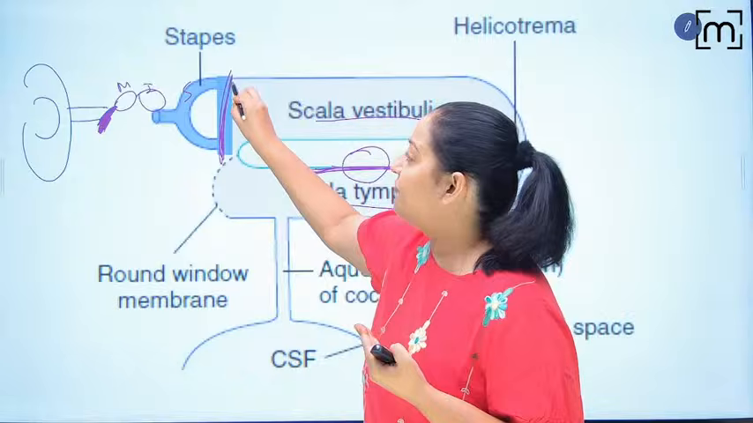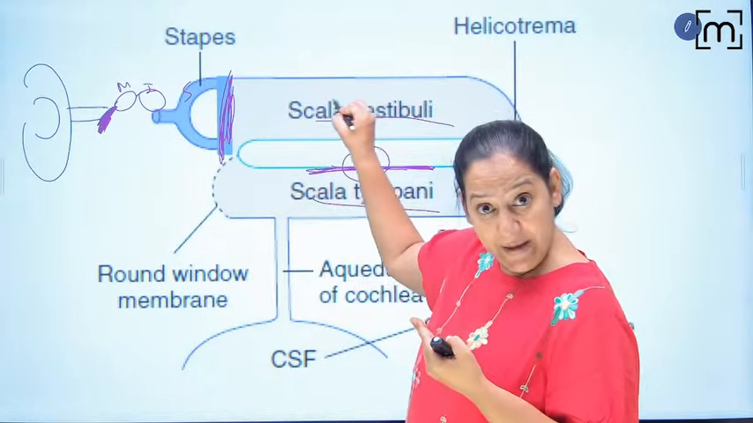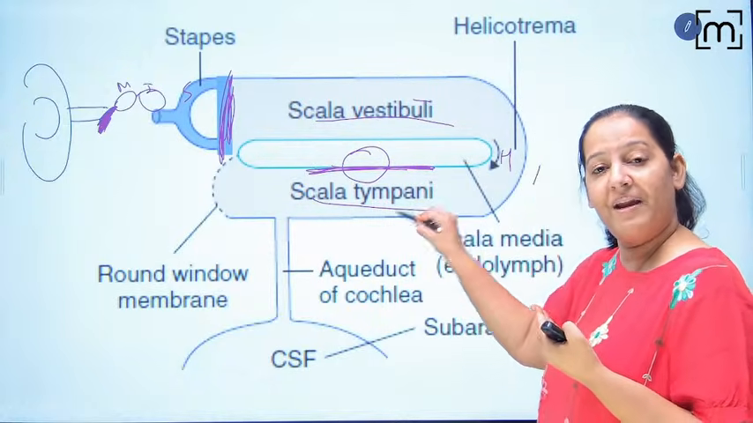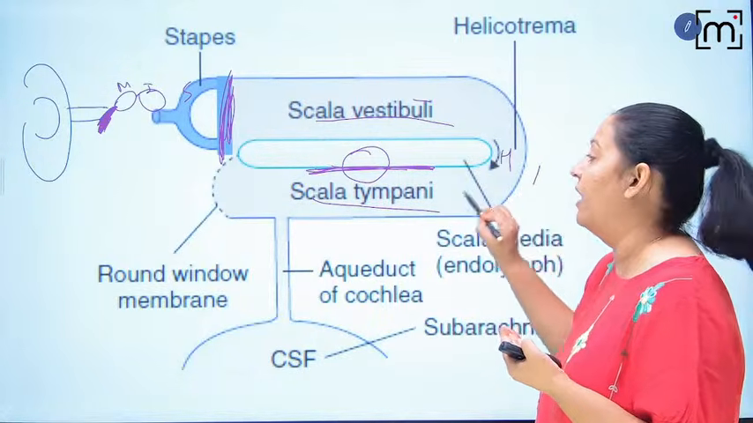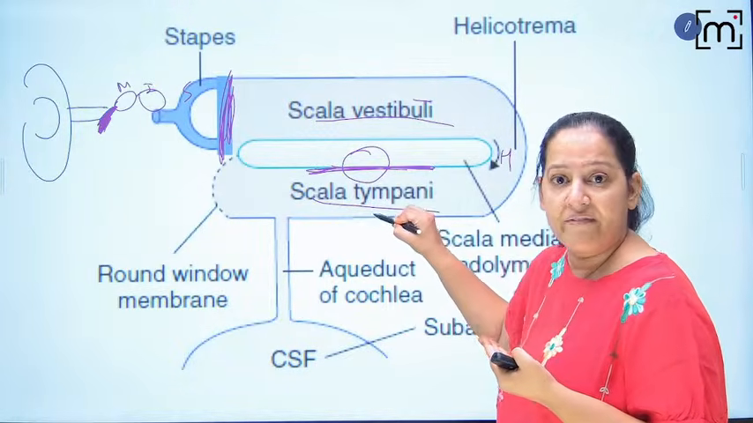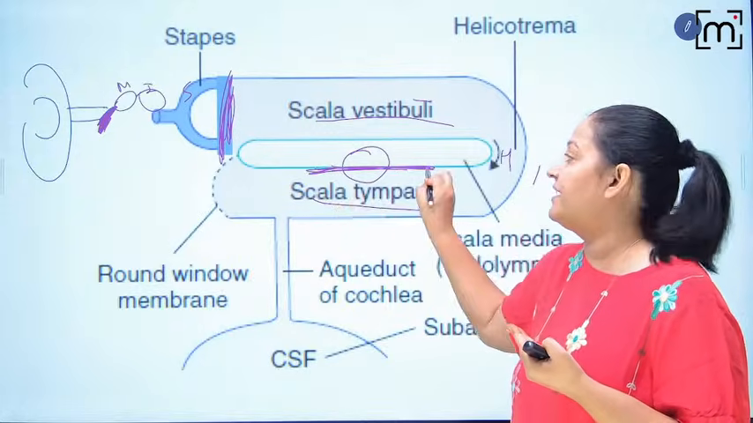The foot plate of the S is connected with the scala vestibuli. So it is going into the perilymph of the scala vestibuli. The scala vestibuli perilymph is connected with the scala tympani at the helicotrema. Via the helicotrema, it's going to the scala tympani. These all are sound waves going. Okay, it is vibrating.